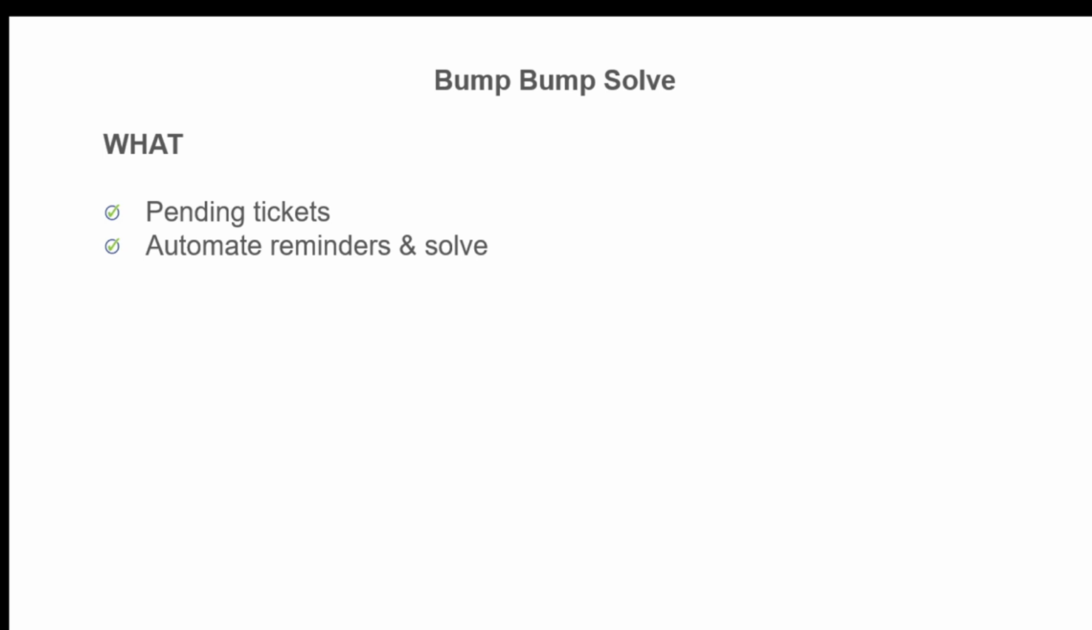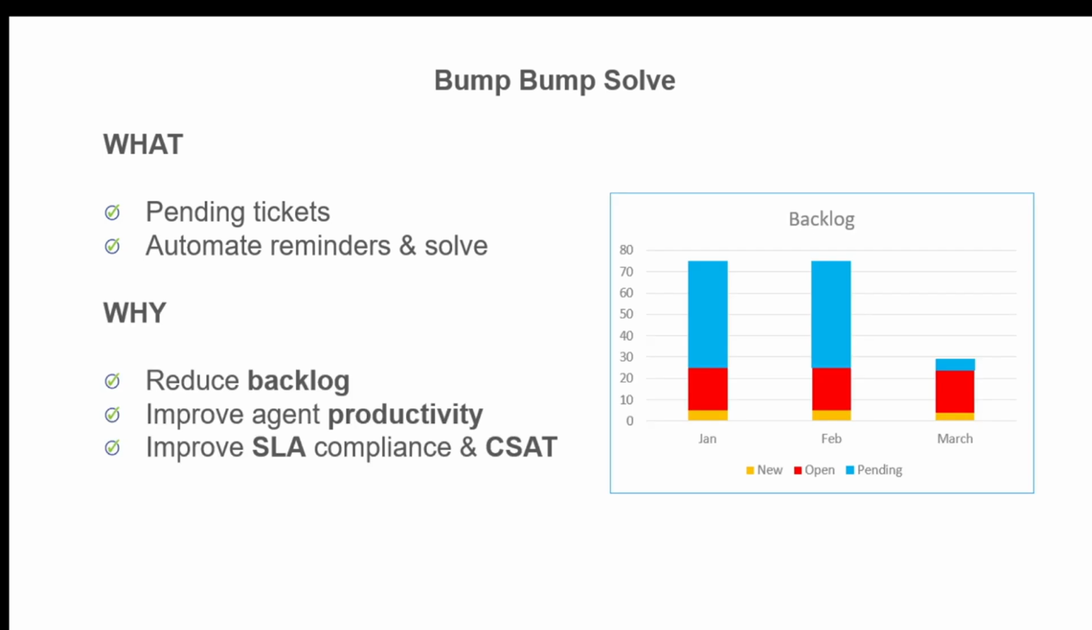So why should you use Bump Bump Solve? Well, one big reason is to reduce your backlog or your active ticket list. You can see on the right, in January and February, a large proportion of the tickets are pending tickets where you're waiting for more information from the customer. Agents can spend a lot of time on this, and this can really add up over weeks or months. So by automating those reminders, agents are a lot more productive on the genuine, more complex tickets with customers, using the more value-add skills that agents can bring.